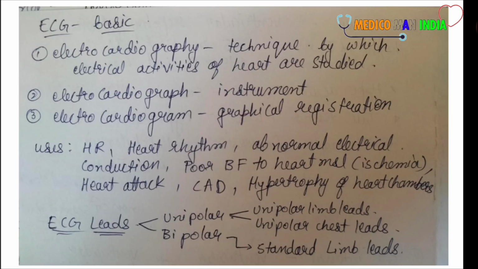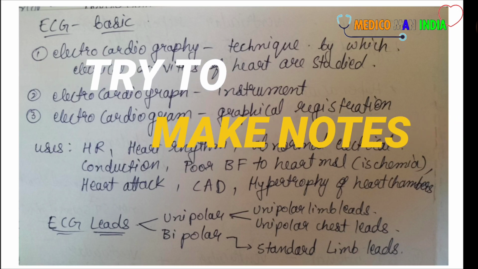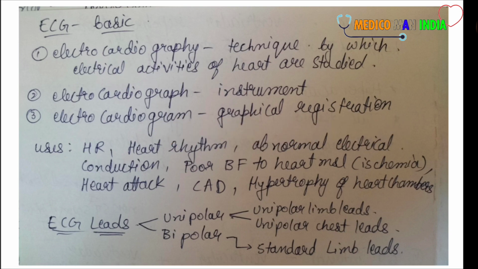Let's start. Starting with the basics, what is electrocardiography? Electrocardiography is a technique by which the electrical activities of the heart are studied. Graph is the instrument. Gram is the graphical representation on the paper. What are the uses of ECG? We can determine heart rate, heart rhythm, abnormal electrical conditions, ischemia, heart attack, coronary artery disease, and hypertrophy of the heart chambers. For determining the ECG, we use ECG leads.